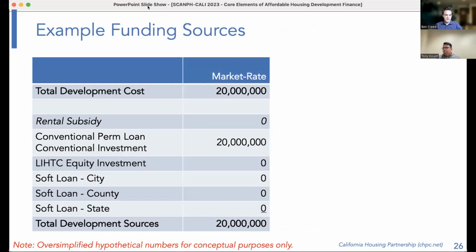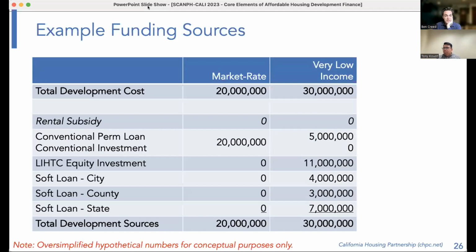So this market rate development, to go back to our old $4,000 rent friend, we think based on this oversimplified cash flow that it might be able to raise the $20 million that it needs just from conventional for-profit private sources. The very low income building is going to need 25 million of public funds.